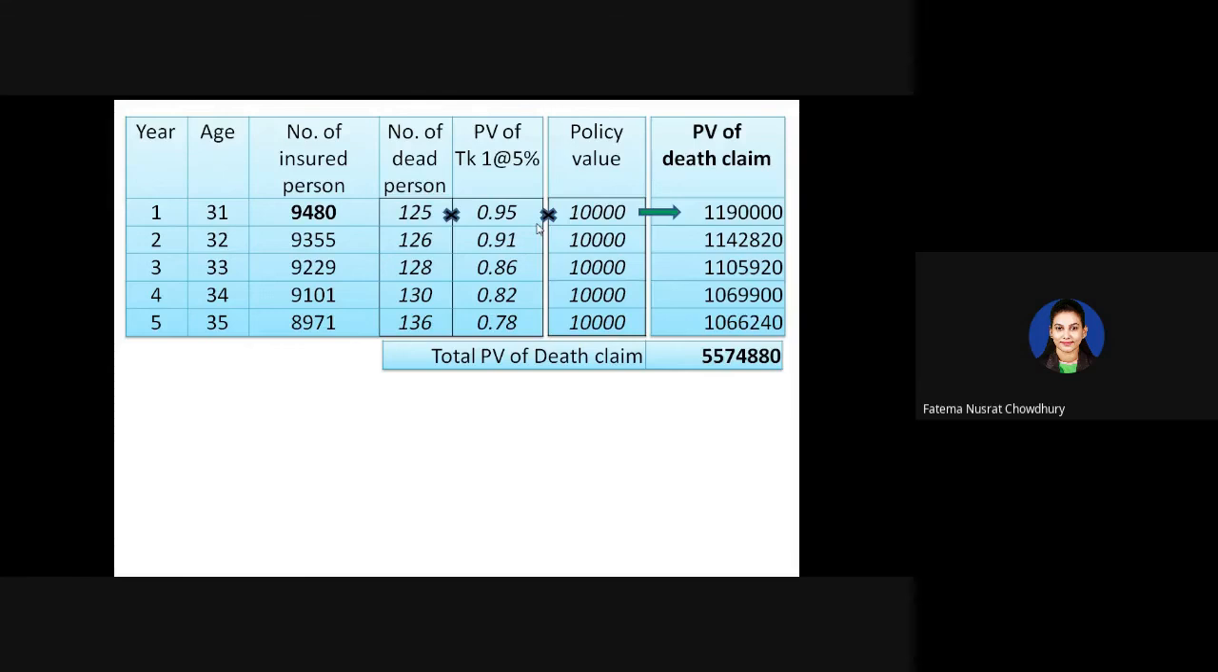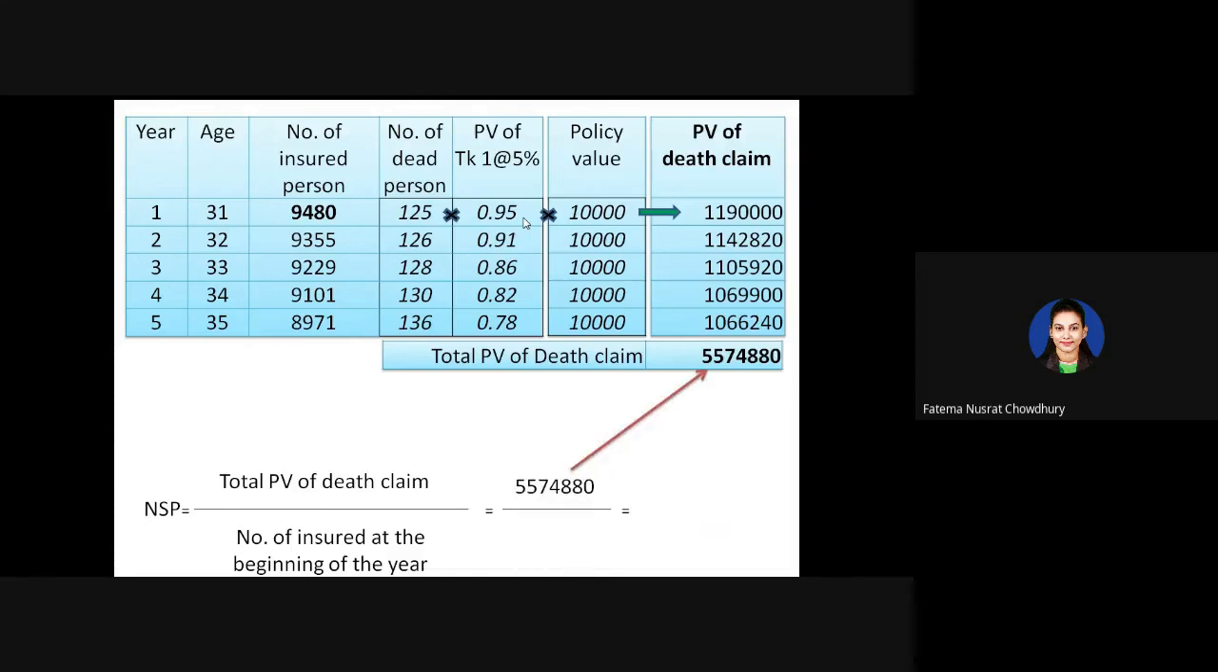Now if we are calculating the NSP, the formula is the total PV of death claim divided by the number of insured at the beginning of the year. If we put the values into the formula, the result will be 588. If you are insured and you are going to pay in terms of NSP, you will make one single payment of 588. But if you are insured and you are willing to take NAP, there will be no difference from endowment.